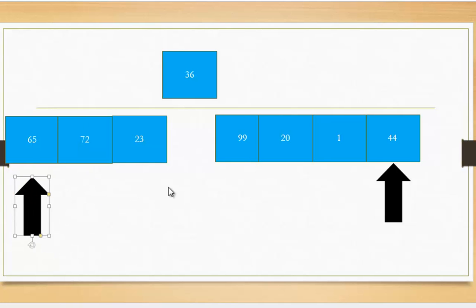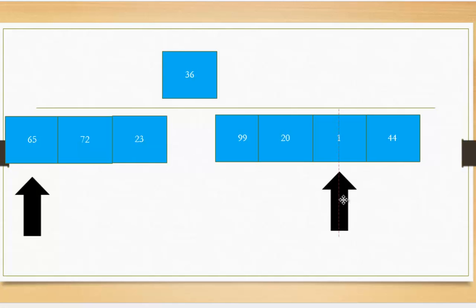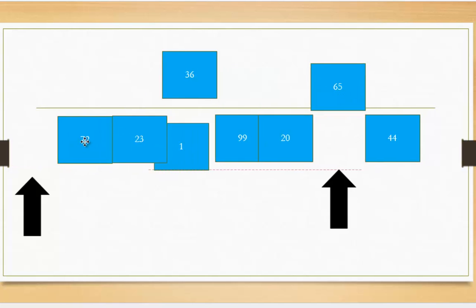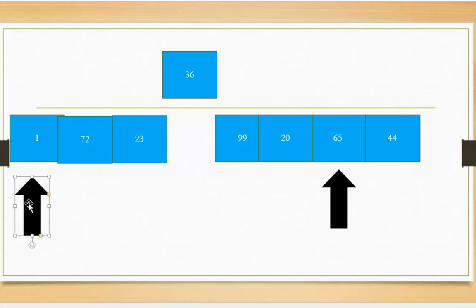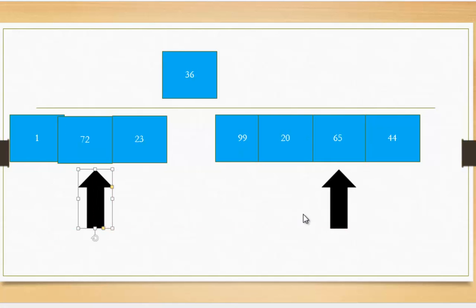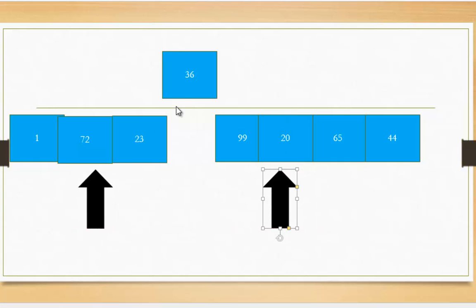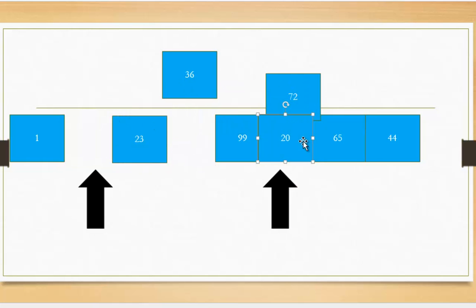So, just for example, 65 is greater than the pivot, so I need to swap 65. 44 is not less than 36, so I'm going to look at the next element. So I'm going to advance the arrow to over here, because now I'm looking at 1. 1 is less than 36, and 65 is greater than 36, so I'm going to swap them. Now I'm going to advance both of the arrows to the next element, and I'm going to look at 72, which is greater than 36, and 20, which is less than 36. So then again, those can be swapped, and you can see these three elements are already sorted.